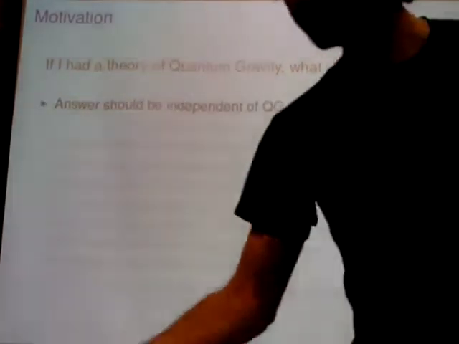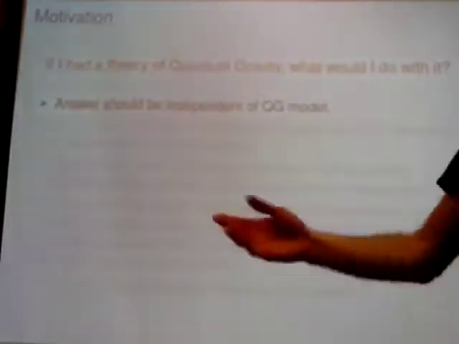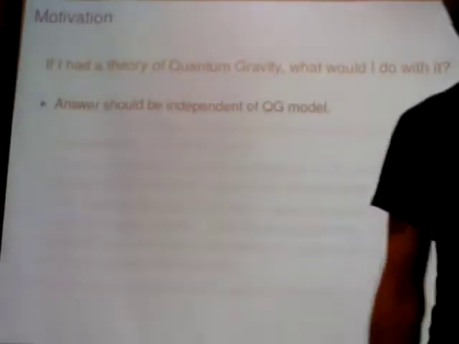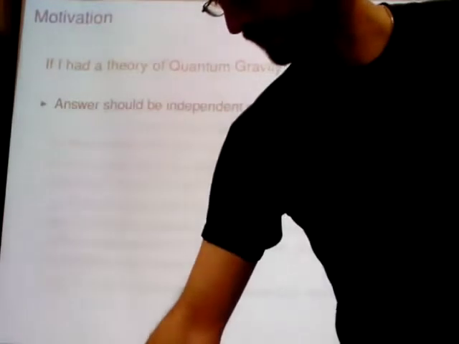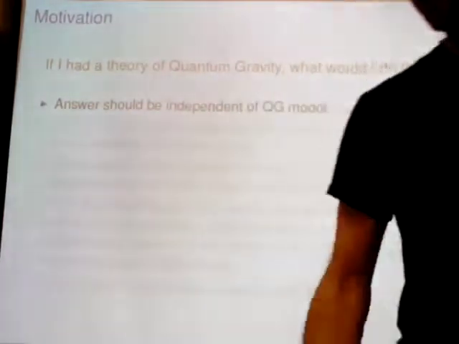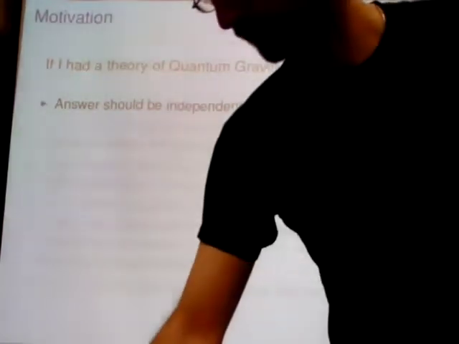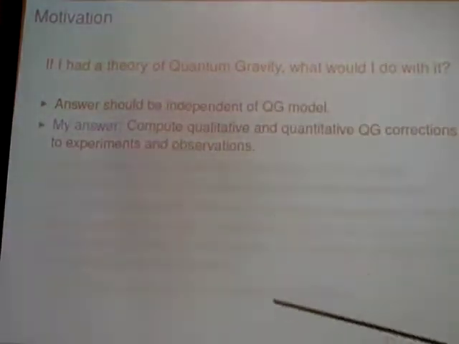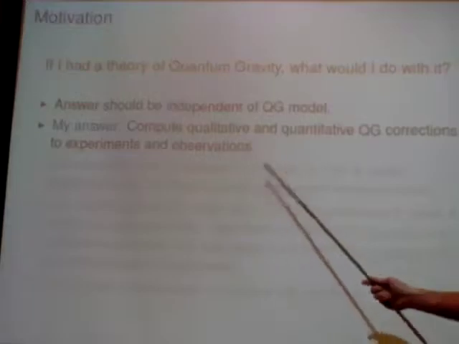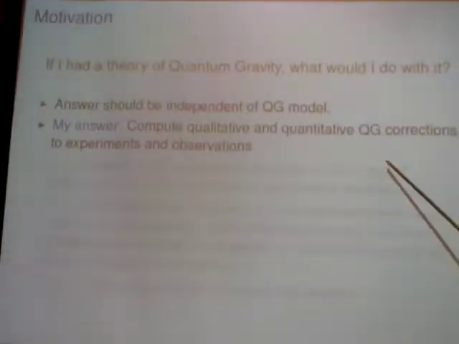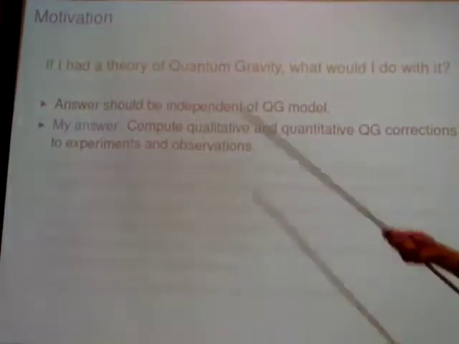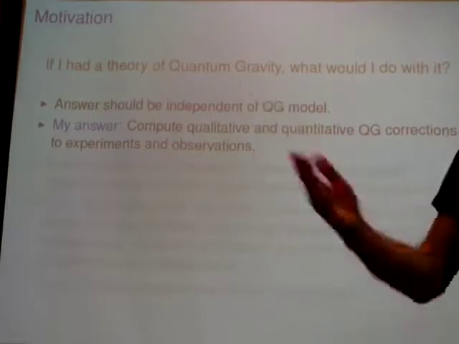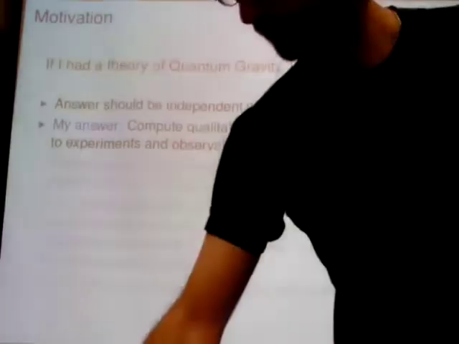And it should be independent of whatever model that people come up with, because it should describe our universe somehow, and our universe doesn't really care which model people find favorable. And the answer, I think, is this. I should use it to compute both qualitative and quantitative quantum gravitational corrections to whatever experiments and observations where these corrections are felt.